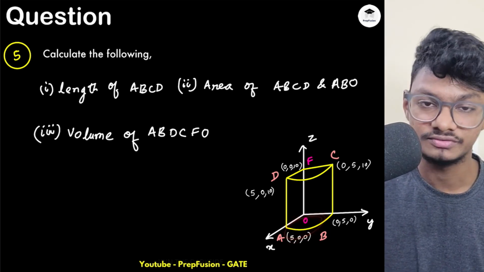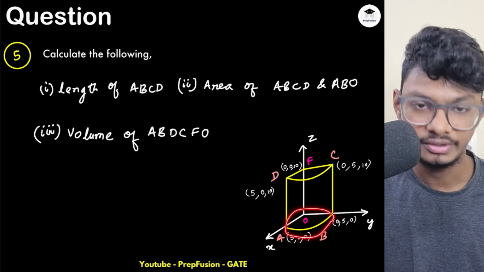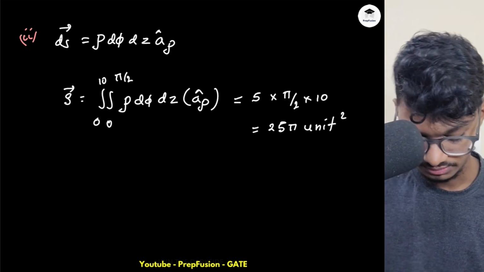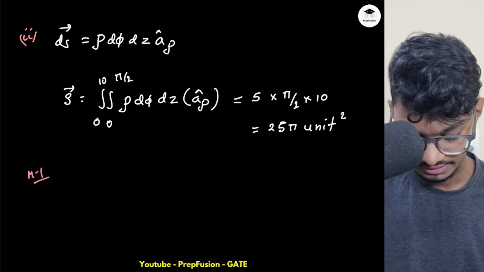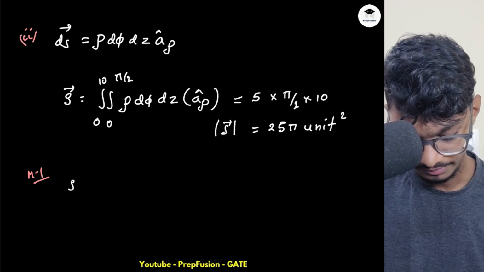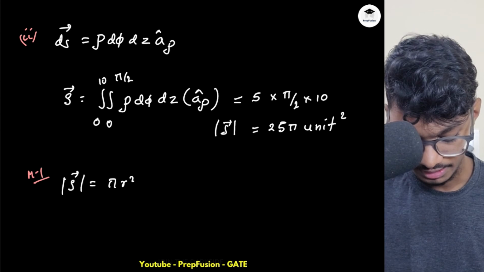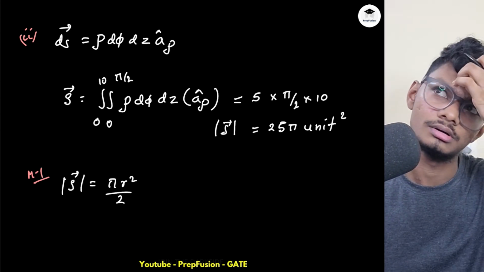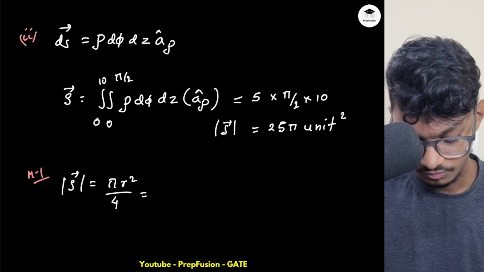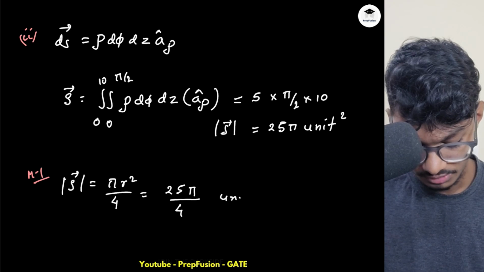Now let's do the surface area of this OAB, or ABO. How do you do this? First of all, simple logic: this is a quarter circle. So the surface area of a quarter circle will be pi r square divided by 2. No, not 2, sorry, pi r square divided by 4. So it will be 25 pi divided by 4. This is method 1.